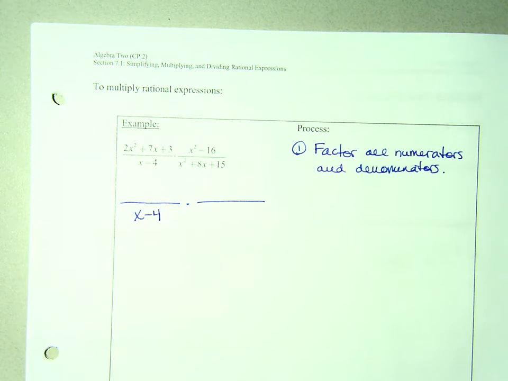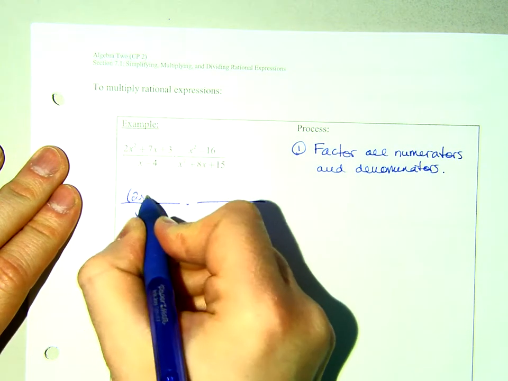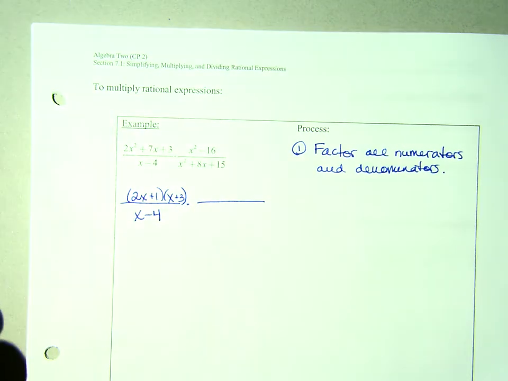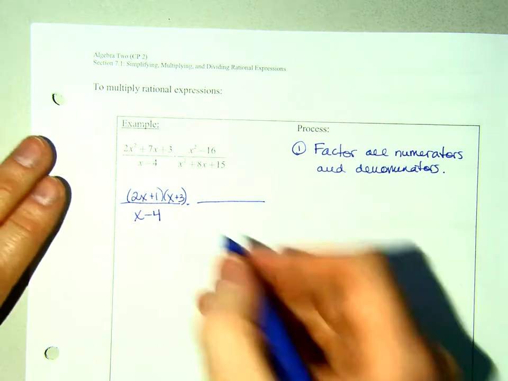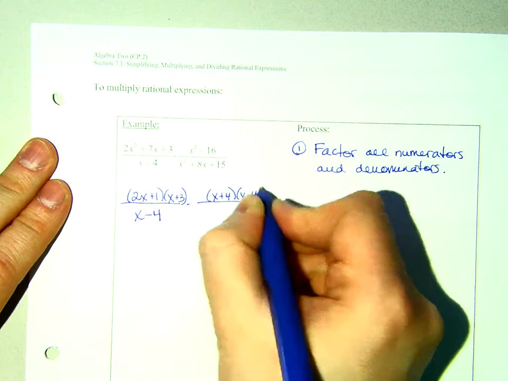Mina, have you found your first numerator? Yeah, just one. Good. 2x plus 1 times x plus 3. Kiara, how about that second numerator? X plus 4, x minus 1. Yep, just our difference of two squares pattern over there.